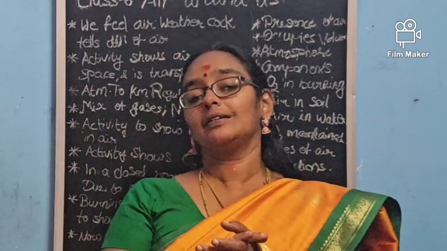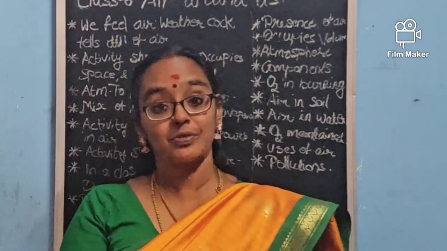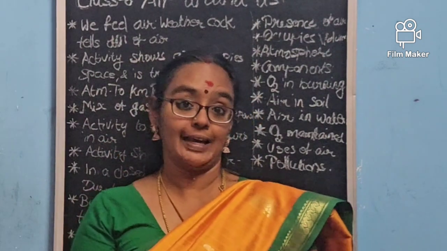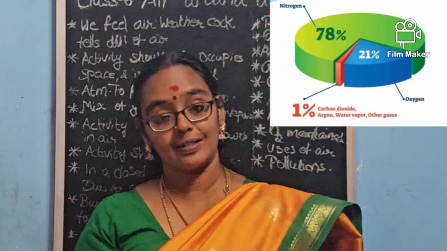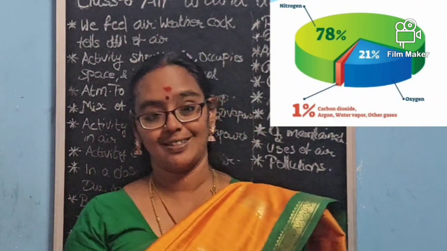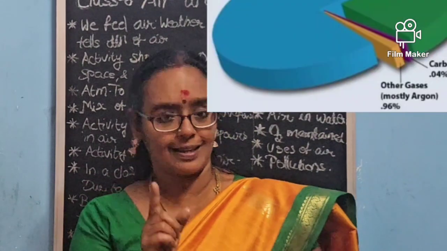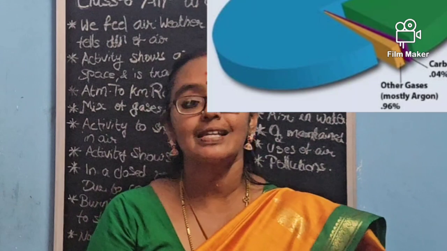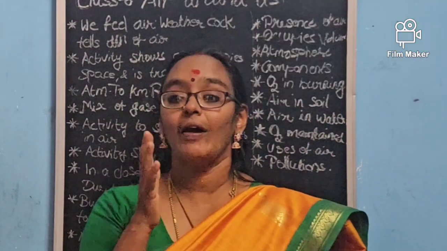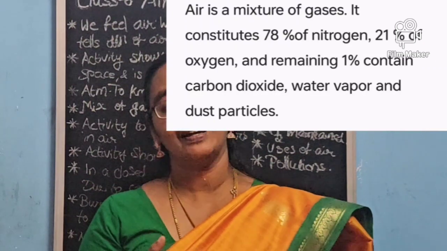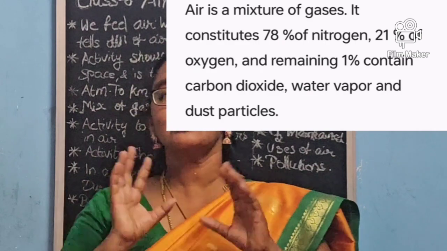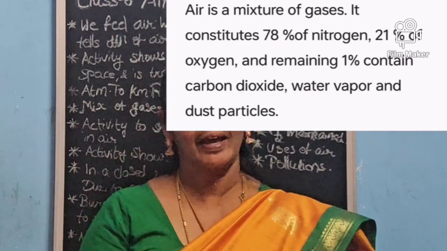So what all things are there in air and their composition we are going to say. Nitrogen is present in the air to 78%. Oxygen is also present in the air to 21%. Then the rest 1% is having various other components like water vapor, carbon dioxide and some gases. Okay, so this is the composition of air.